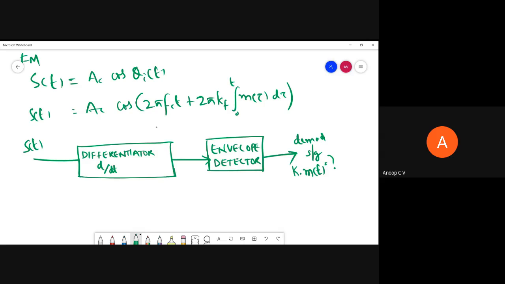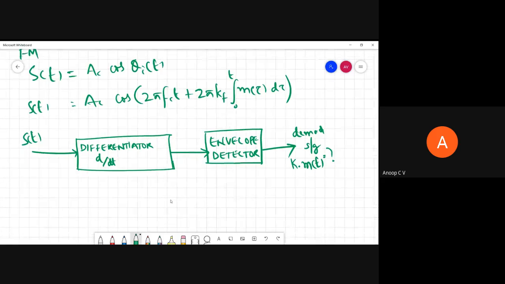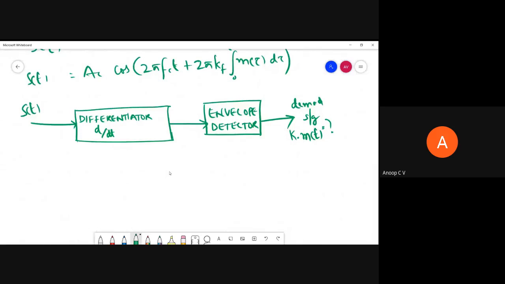So this envelope detector in turn has a clipper followed by a low pass filter, which will clip off the positive part or negative part of the wave, and it will be passed through a low pass filter. So now let us see what will happen if you pass this s of t through a differentiator.